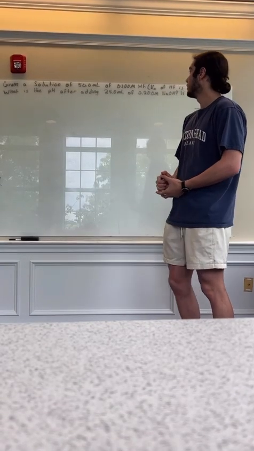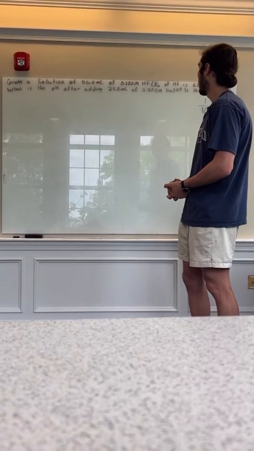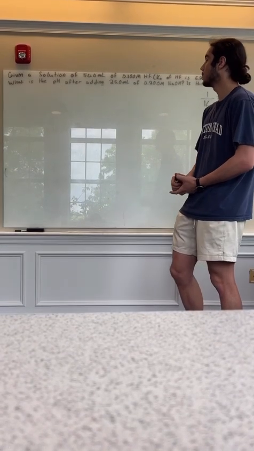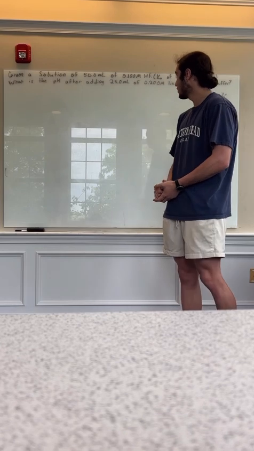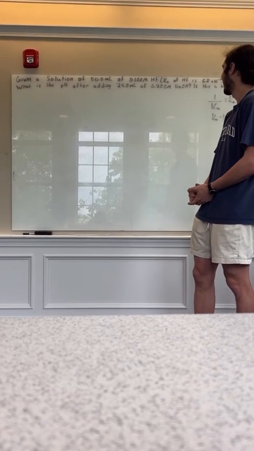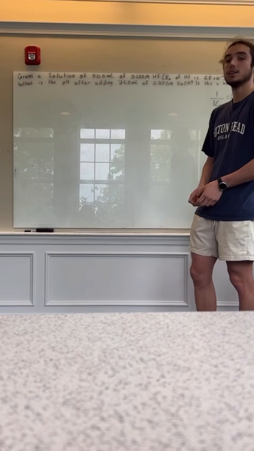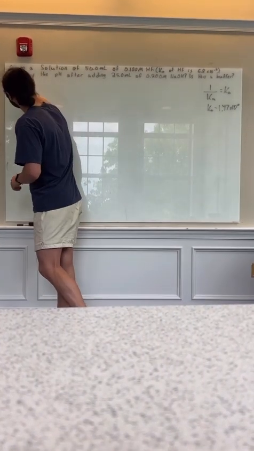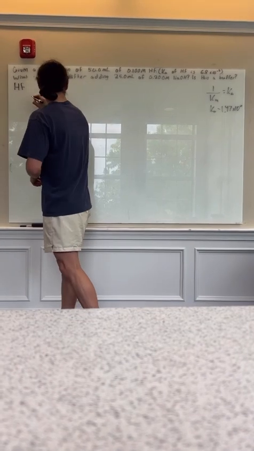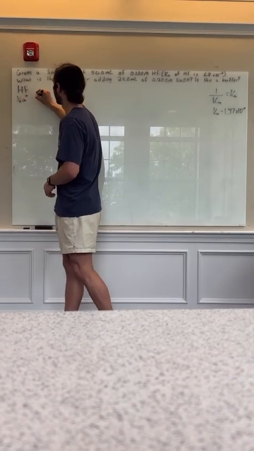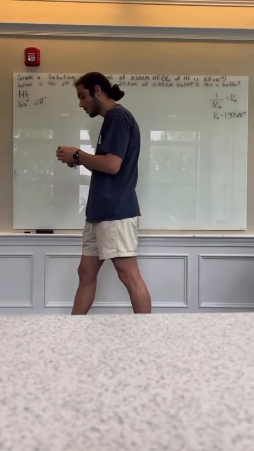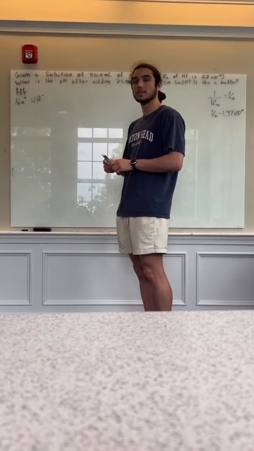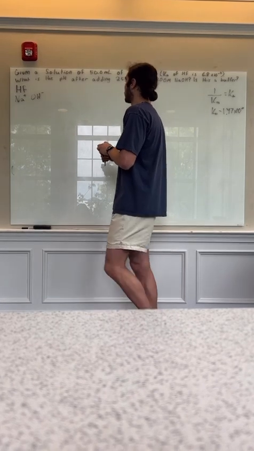Given a solution of 50 milliliters of 0.1 molar hydrogen fluoride, Ka of HF is 6.8 times 10 to the negative 4, what is the pH after adding 25 milliliters of 0.2 molar NaOH, and is this a buffer? So what we need to consider first is what's in our solution. So we have HF, and then we have Na plus, and we have OH minus. And we think the strongest acid will react with the strongest base. In this case, OH minus being the strongest base and HF being the strongest acid.